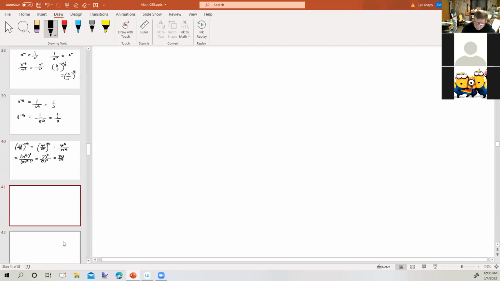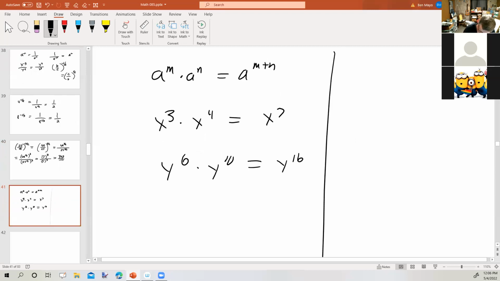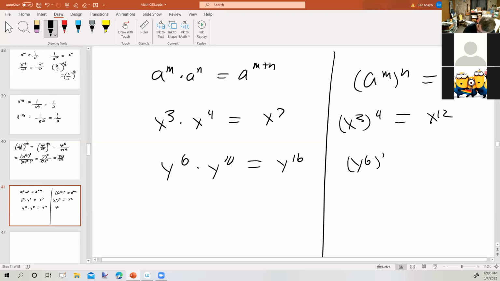Let's go back and review another rule that says multiplying two powers with the same base, you add the exponents. So like x cubed times x to the fourth is x to the seventh. y to the sixth times y to the 10th is y to the 16th. Now, don't confuse that rule with this one that says when you're raising a power to a power, you multiply, because here you get this, and here you get that. So very different, okay?